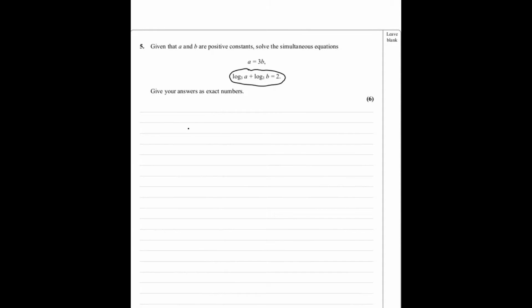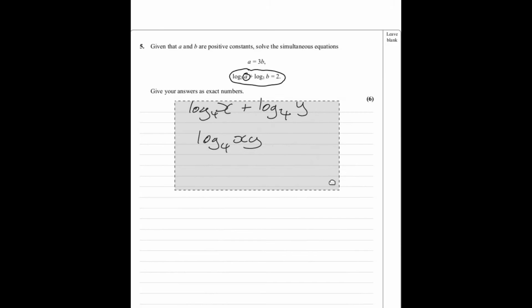Now, one of the important things about logs is that if we've got two logs with the same base added together, we can times them. We can times this bit here. So if we have log x base 4 and we have it adding to log base 4 y, it's the same as writing log 4 xy. So we can write that.